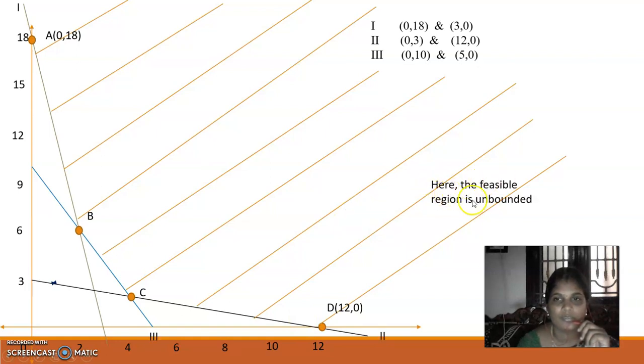So here the feasible region is unbounded. So this is the feasible region, right? So we cannot find whether it is closed or not. Here the feasible region is unbounded.